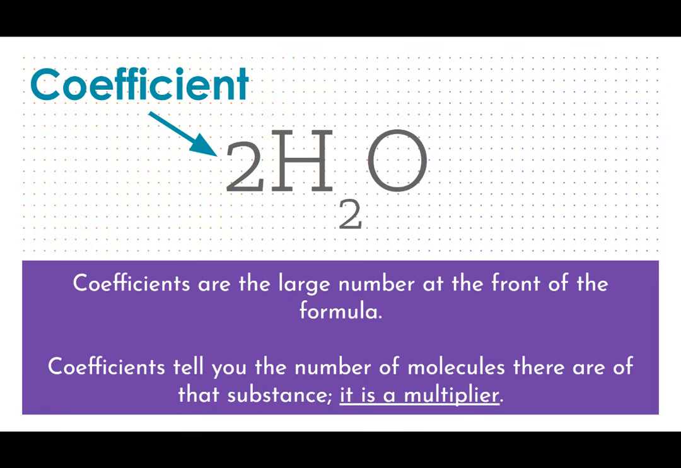The coefficient is the big number at the front of the formula. Coefficients tell you the number of molecules that there are of the whole substance. It's a multiplier, essentially. Again, if there's no number there, it's just 1.